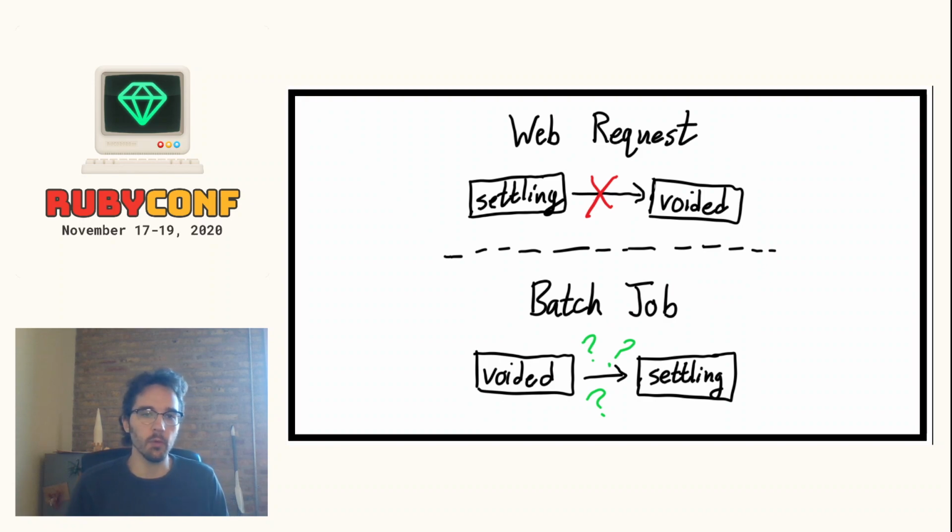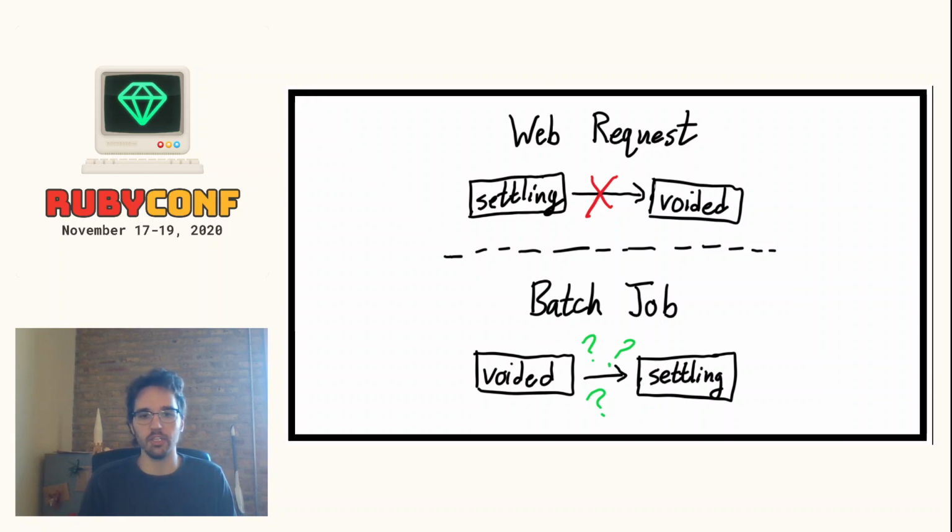That's easy enough to do in one direction because when you try to void a transaction, that happens in the context of a web request. So we can always block that. We can always check the transaction and say, "You're settling? Okay, then you can't be voided." But going the other way is a lot trickier because it's in a batch job.